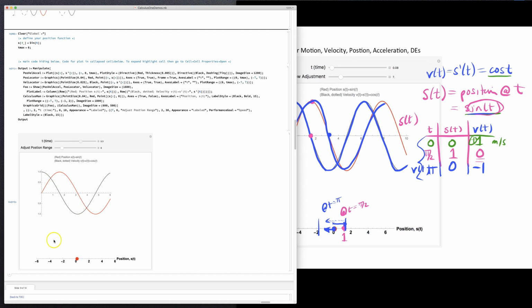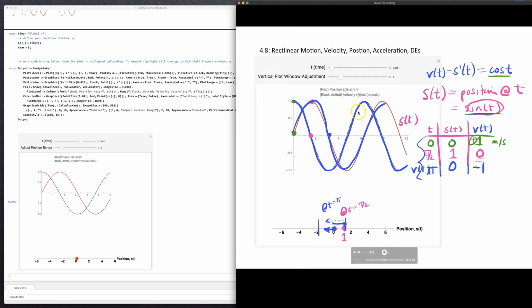Okay, so that is position and velocity illustrated with just some data, and in the next videos we'll do more mathy examples.